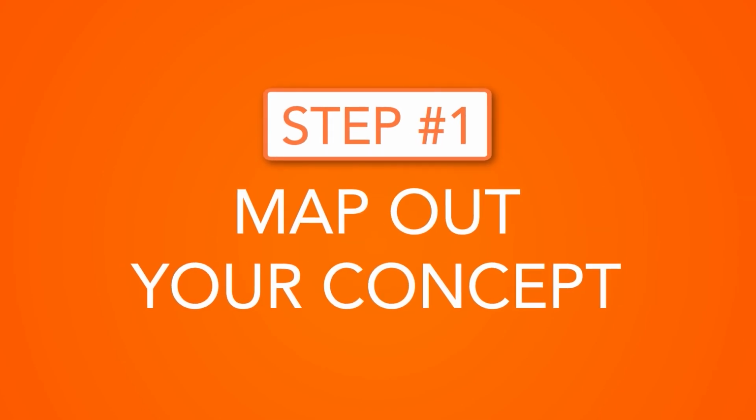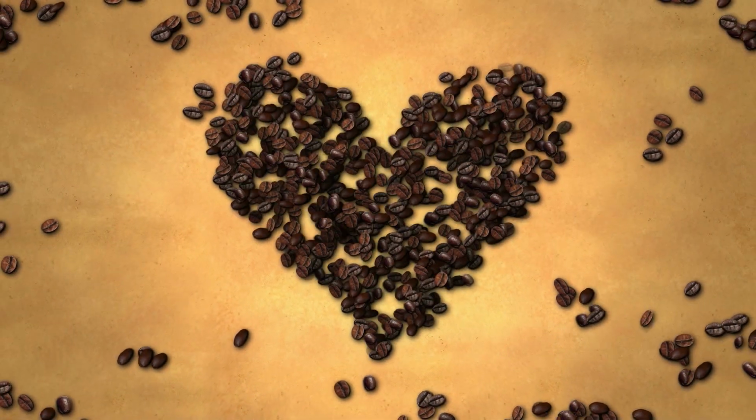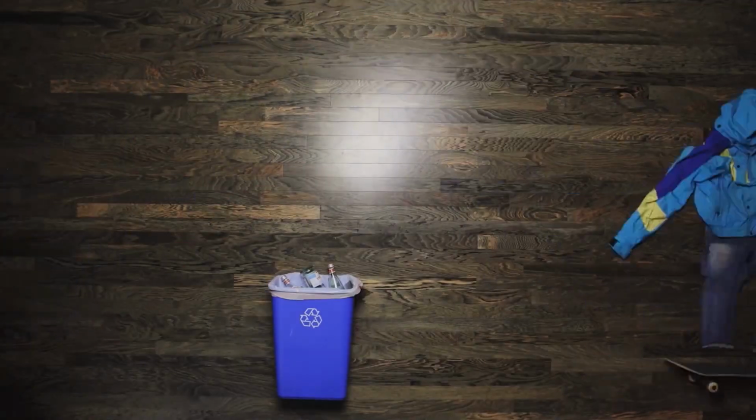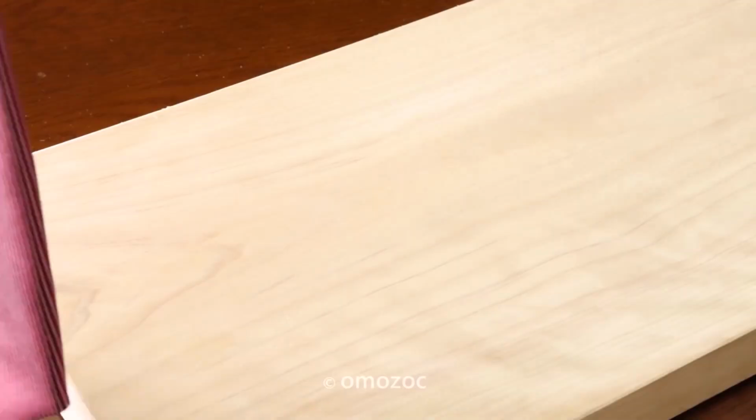Step 1, map out your concept. The first step involved in creating a stop motion animation is to decide on your concept. The great thing about stop motion is that you can literally create it using anything that moves, which gives you ample room for being creative.